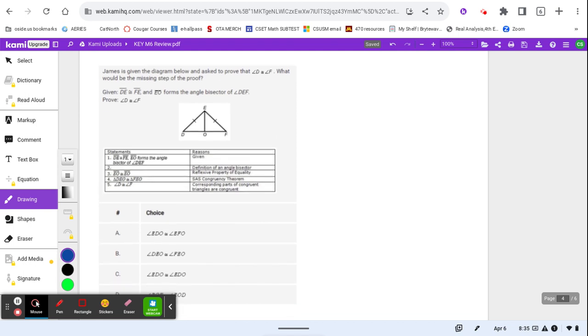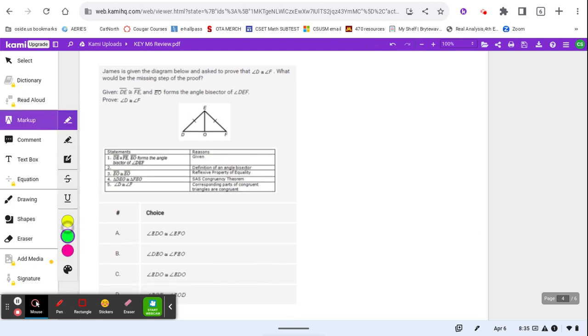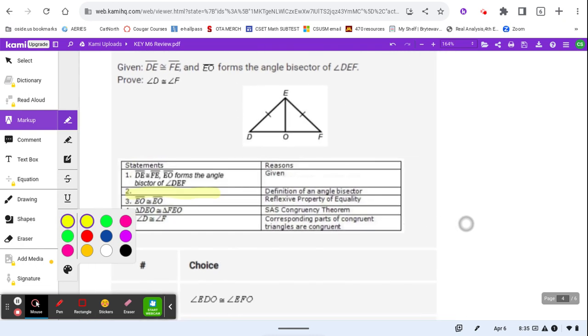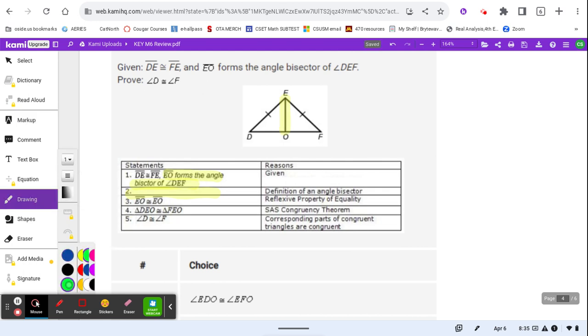All right, this one is just asking you to fill in this one little blank right here. If I know that EO forms an angle bisector of DEF, that's this line cutting that big angle into two little angles. So what I'm trying to find right now is what can I call those two little pink angles?